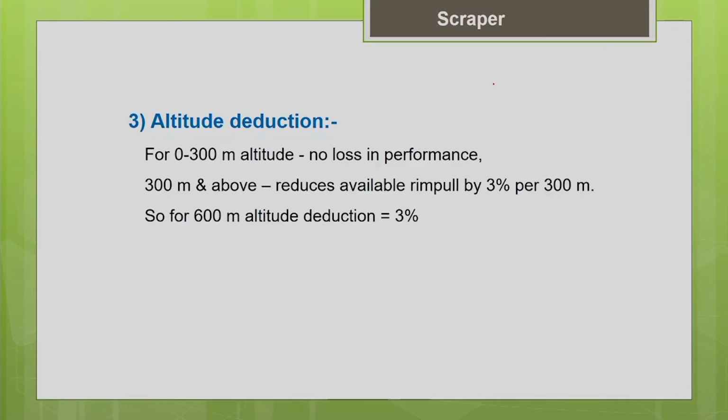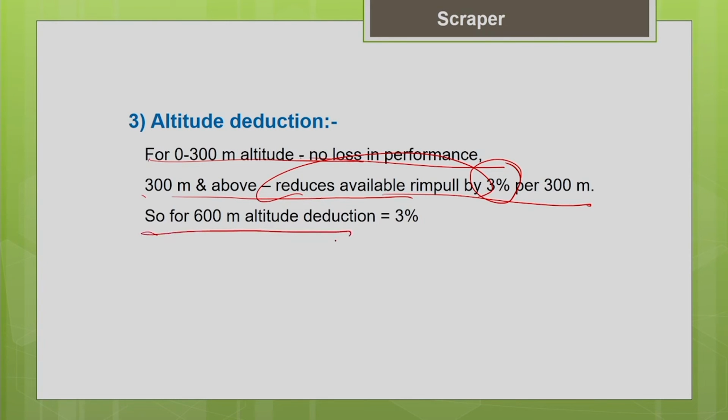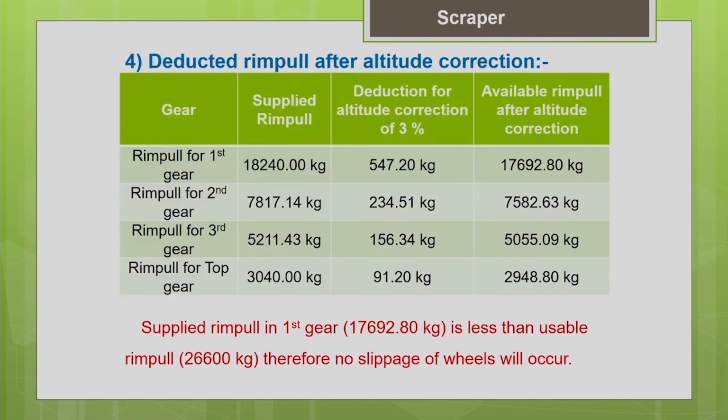It is given by the manufacturer that for 0 to 300 meter altitude there is no loss in performance. Beyond 300 meter altitude, for every 300 meter there will be 3% reduction in the rim pull. So, the available rim pull reduces by 3%. In our case the project site is at 600 meter altitude. So, for the first 300 meter no loss. For the next 300 meter we are supposed to deduct 3% from the available rim pull. So, that is what is done here.